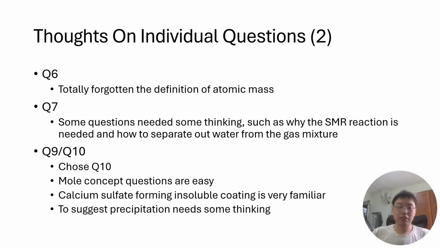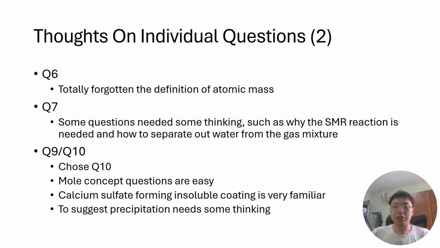Last but not least, question 9 and question 10, which is basically the end-all. I chose question 10 because when I checked the paper, it was pretty obvious that the front part was a giveaway, because 6 out of the 10 marks are stoichiometry questions.